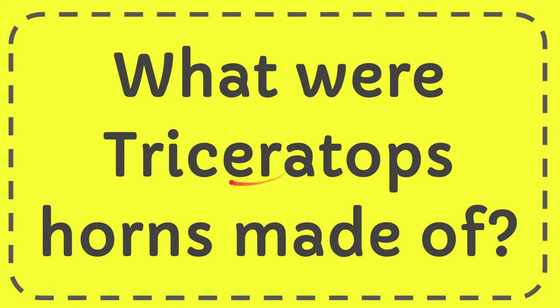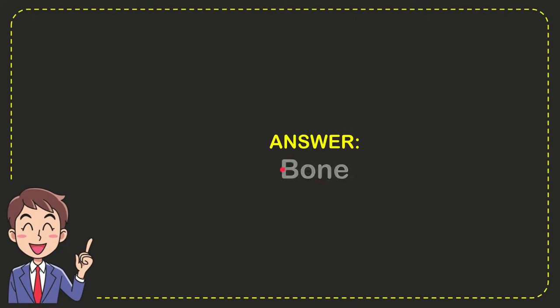In this video, I'm going to give you the answer for this question. The question is, what were Triceratops' horns made of? Well, let me give you the answer for this question, and the correct answer for the question is bone. So that is the answer for the question, bone.